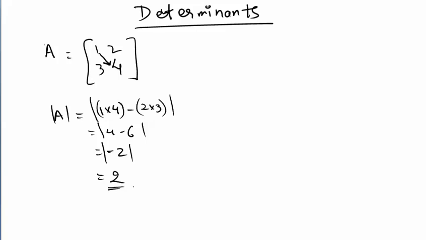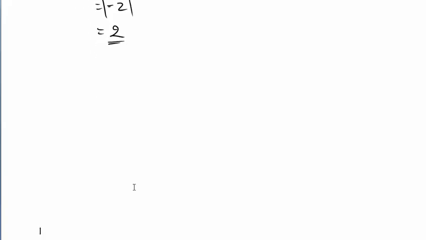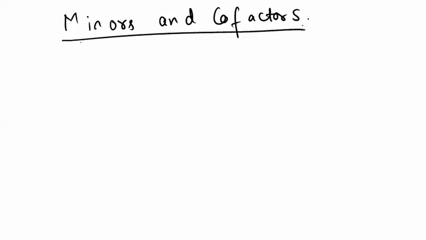Now let us move on to minors and cofactors. Why are we discussing minors and cofactors? Because we want to find A inverse, which depends on minors and cofactors. And why are we doing A inverse? Because in GATE examinations, many questions are asked on A inverse. So let us consider a determinant value of A.